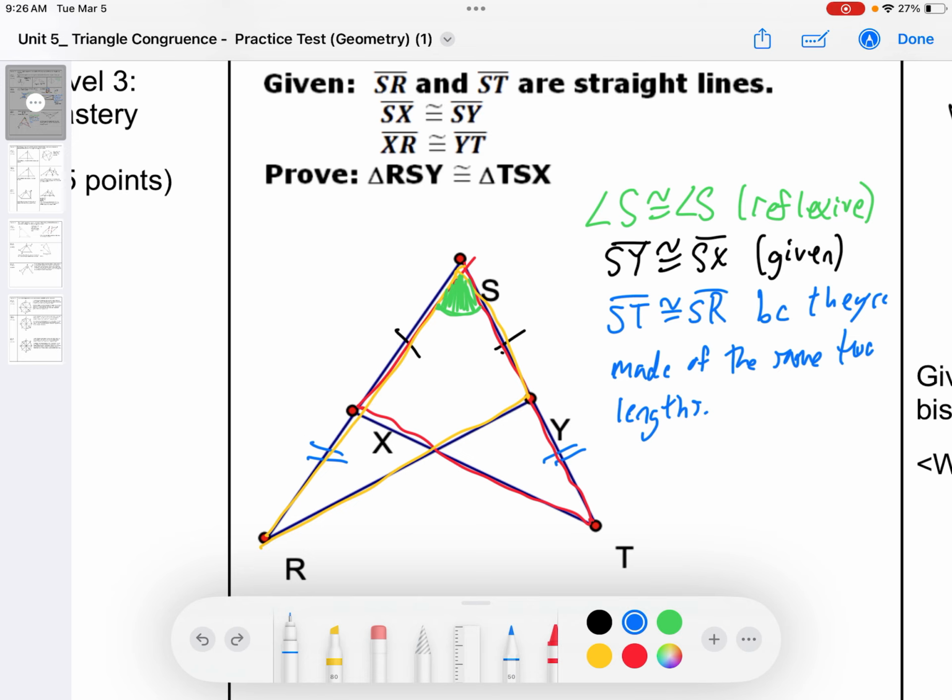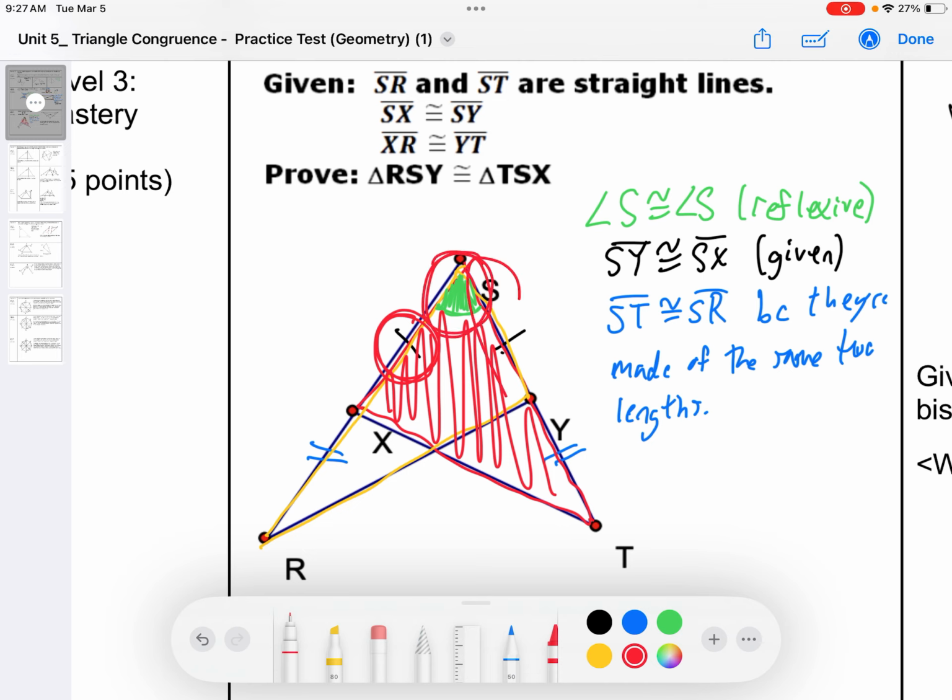All right, so that's steps 1, 2, and 3. We've got an angle, we've got a side, and we've got a side. Maybe it's the ASS test. Let's check. We know the ASS test doesn't work. But let's see. I like to focus on just one triangle. So in the red triangle, we've got a side, an angle, and then another side. So this is actually side, angle, side.